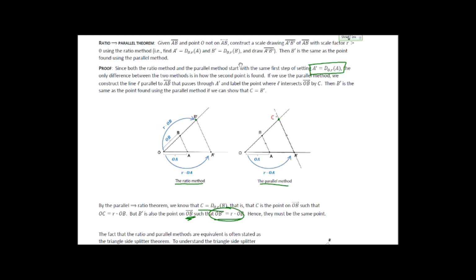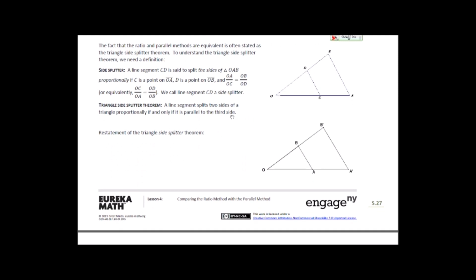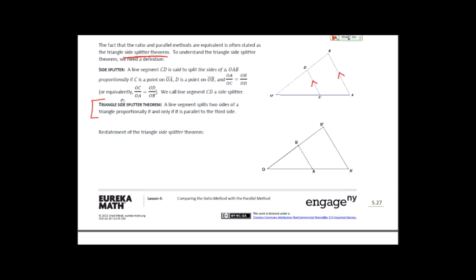So I've now proved this theorem both ways, that if I start with the parallel method, I get the exact same thing as I would have used with the ratio method, or if I use the ratio method, I get the exact same thing as the parallel method. Now these two ideas together are often stated as called the Side-Splitter Theorem, which says a line segment splits two sides of a triangle proportionally if and only if it is parallel to the third side. Now we've not used the phrase if and only if very much in this class or talked a lot about that phrase. What that means is I can break this statement into two other statements.